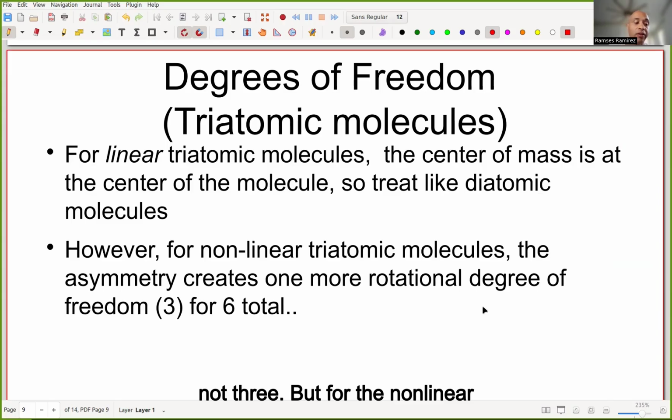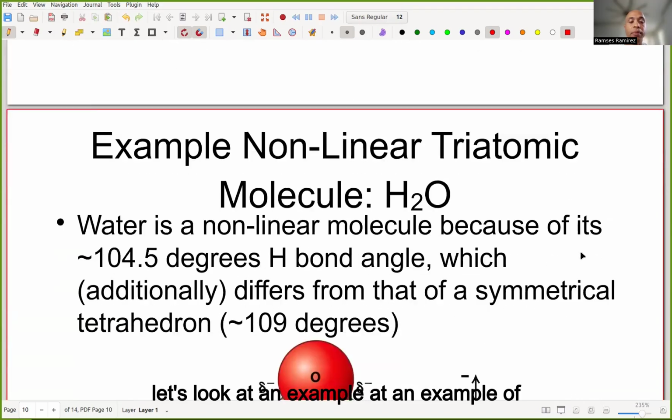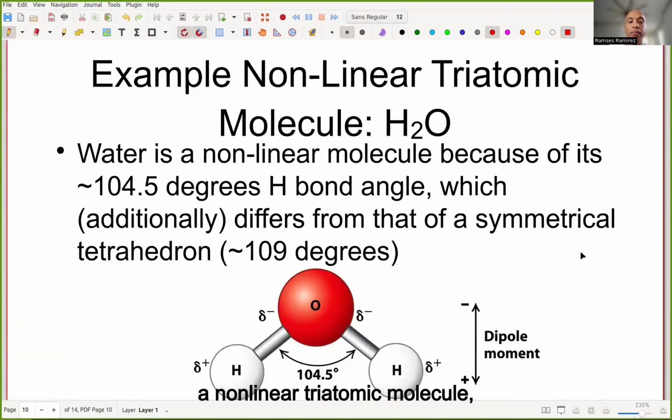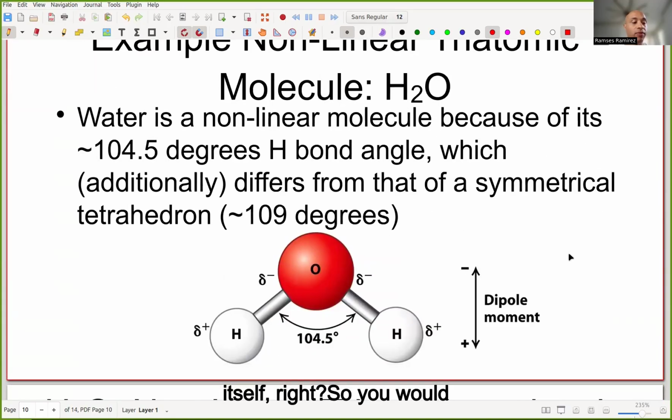But for the nonlinear triatomic molecules, if there's some asymmetry somehow, you do get that third rotation in the y direction, for a total of three rotational degrees of freedom, or six total. So let's look at an example of a nonlinear triatomic molecule, and that's water itself, right? You would expect it to have a symmetrical tetrahedral shape, and the bond angle would be 109 degrees.